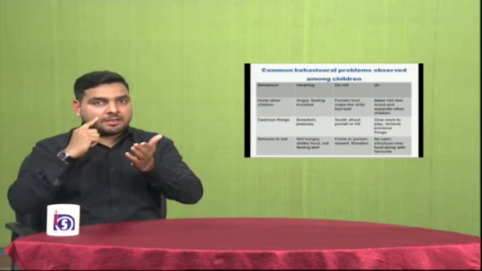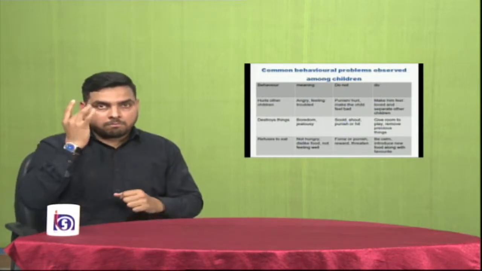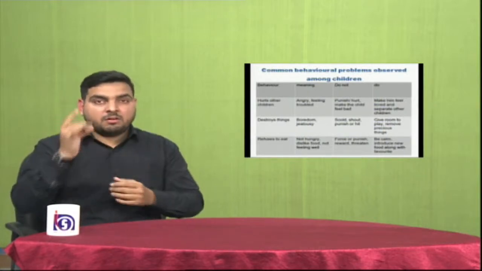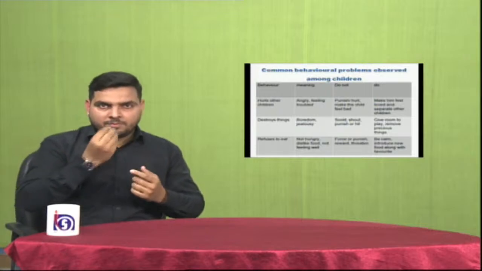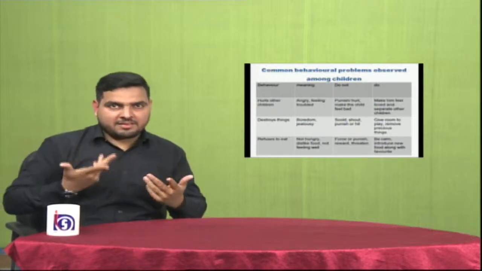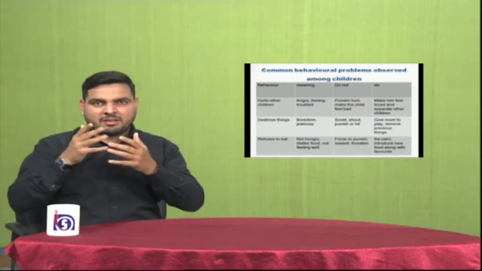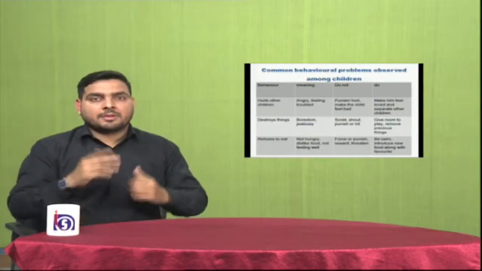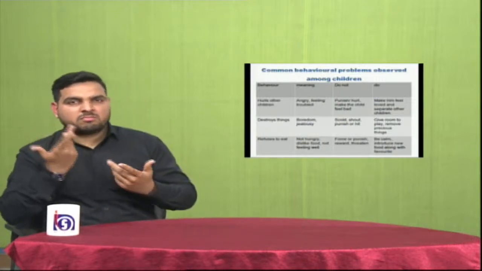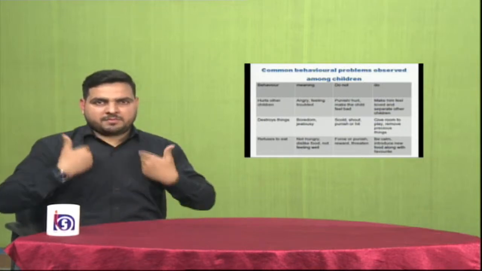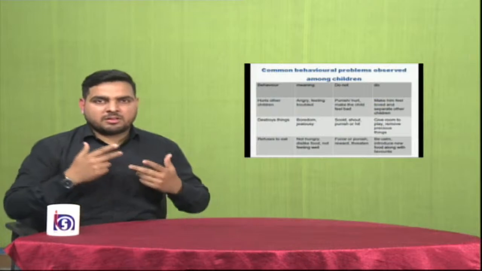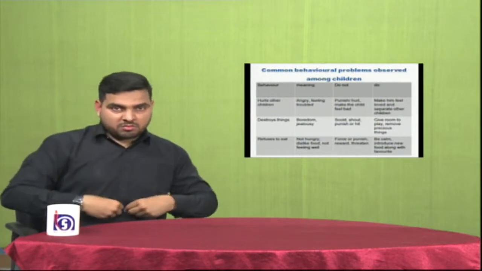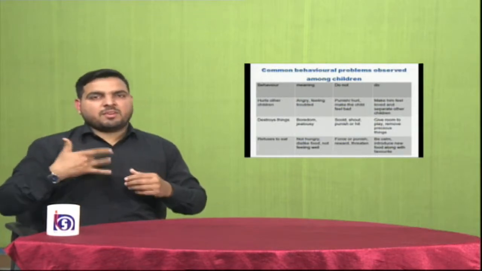What is the meaning of these behaviors? When the child is hurting other children, it means the child is angry, feeling troubled. To destroy things means either the child is bored or there is jealousy. And refusing to eat means the child is not hungry, dislikes the food, or is not feeling well.